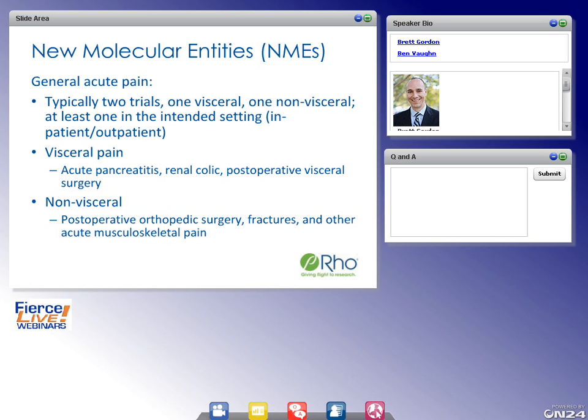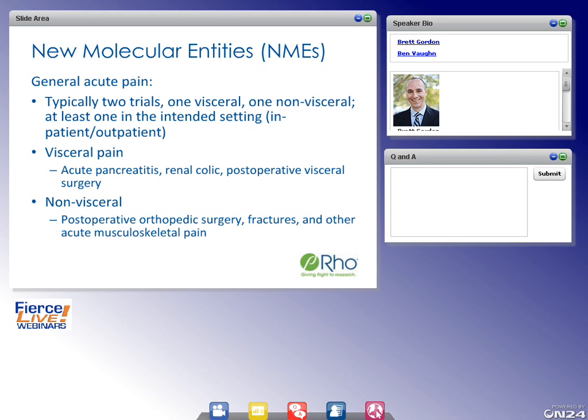For a general acute pain indication, you would need to conduct 2 trials in nociceptive pain: 1 in visceral pain, which might include a trial in, for example, acute pancreatitis or postoperative visceral surgery, and then 1 additional trial in non-visceral pain, which could be postoperative orthopedic surgery, fractures, or other acute musculoskeletal pain.